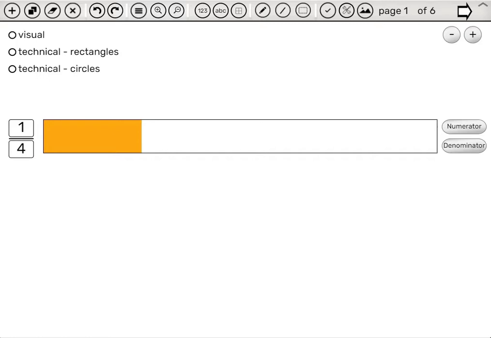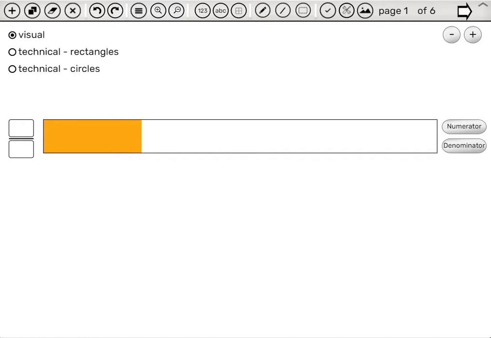This app is based on the rectangle representation of a fraction. As we see here, we have the fourth written and a fourth of the rectangle colored. We'll refer to this rectangle as a bar. With the buttons on the side, we can hide the numerator, the denominator, or both. This allows the creation of a variety of questions.